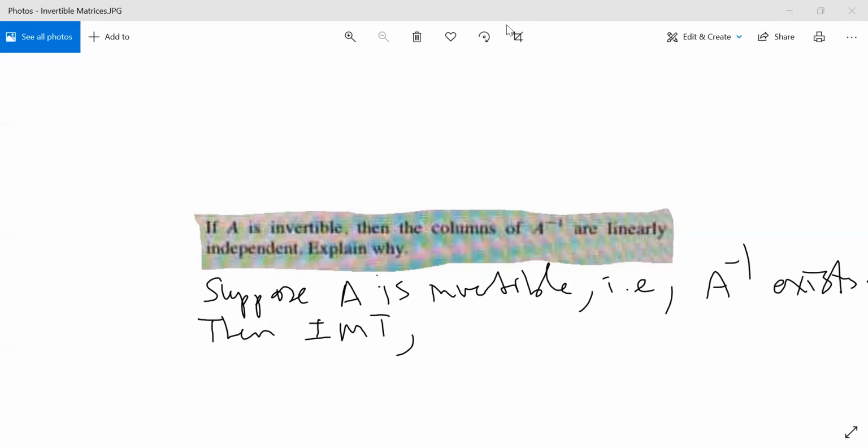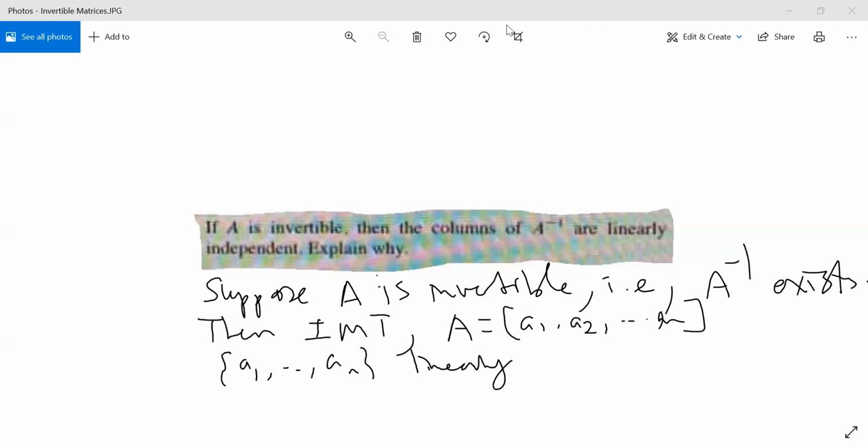The columns of A, though. So if A is A1, A2, up to AN, then the columns, which are A1 through AN, are linearly independent. Now, because A inverse exists, and if a matrix is invertible, its inverse is also invertible, right?